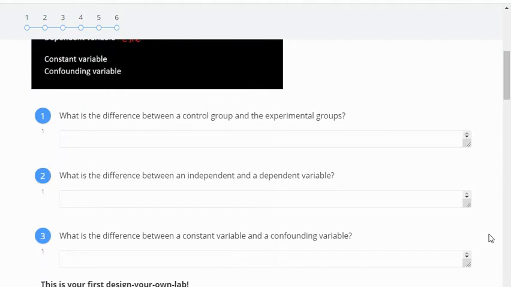Okay, so what is the difference between an independent and a dependent variable? What is a dependent variable?